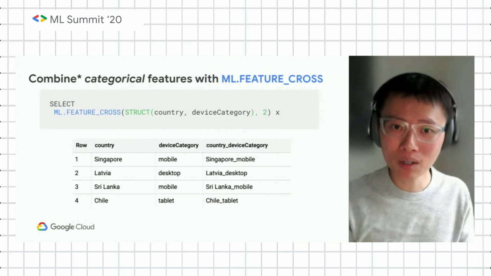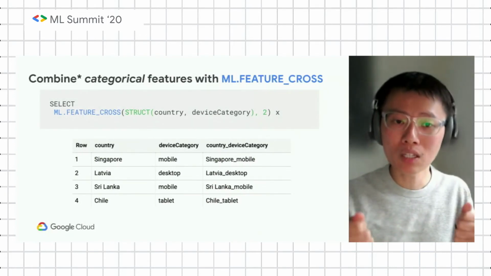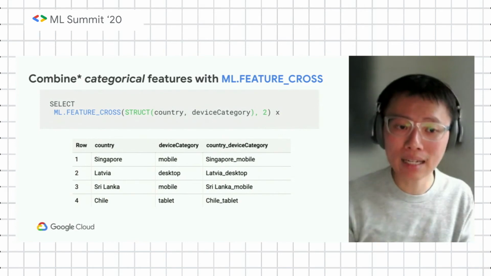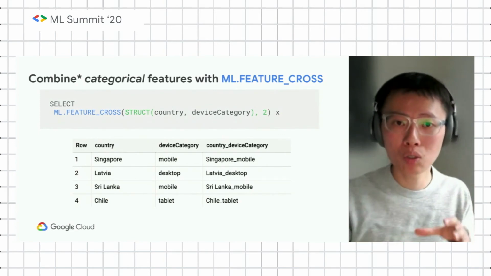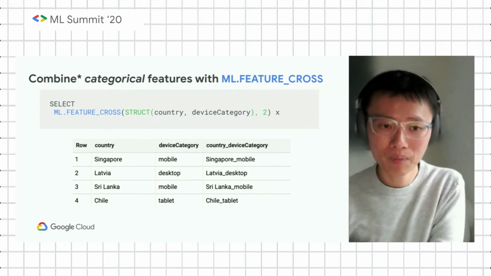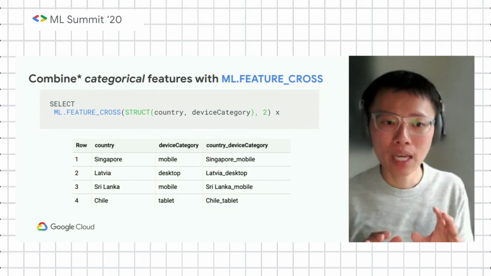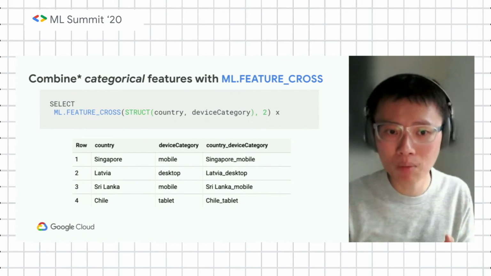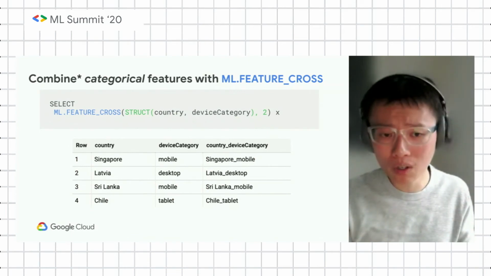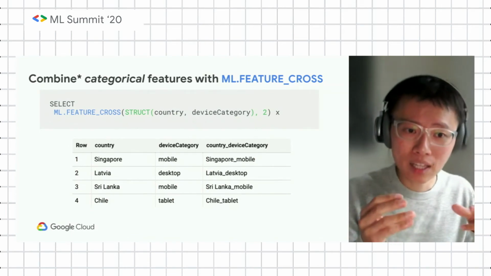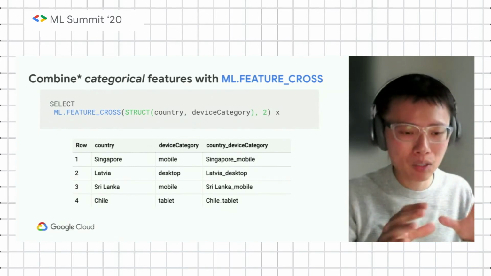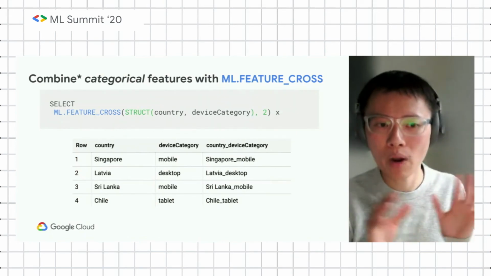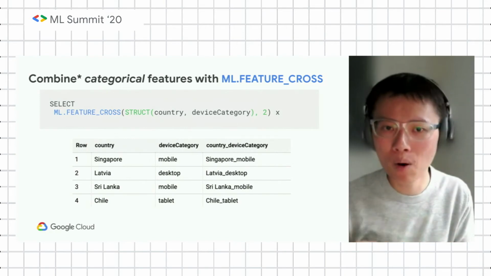But what about for categorical features or text-based features? Now, what you can do with those is you could use ml.feature_cross. So what this does is it simply concatenates your text-based columns to create new features in a way. So it could be that in this particular example, it's not just whether the visitor came from Singapore or Latvia or Sri Lanka, or that they were using mobile phones, desktops, or tablets. It could be that the interaction matters, so maybe the mobile phone users in Singapore happen to be much more likely to do something compared to the desktop users of Singapore. Whereas in Latvia, maybe desktop is more important, or mobile or tablet is more important.